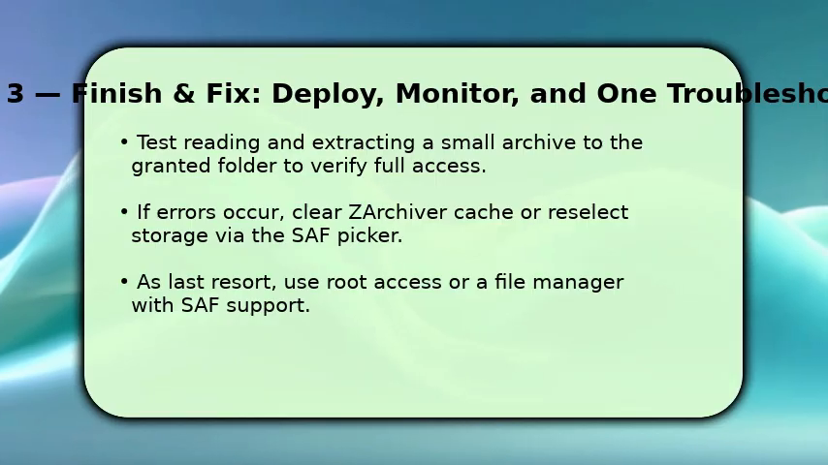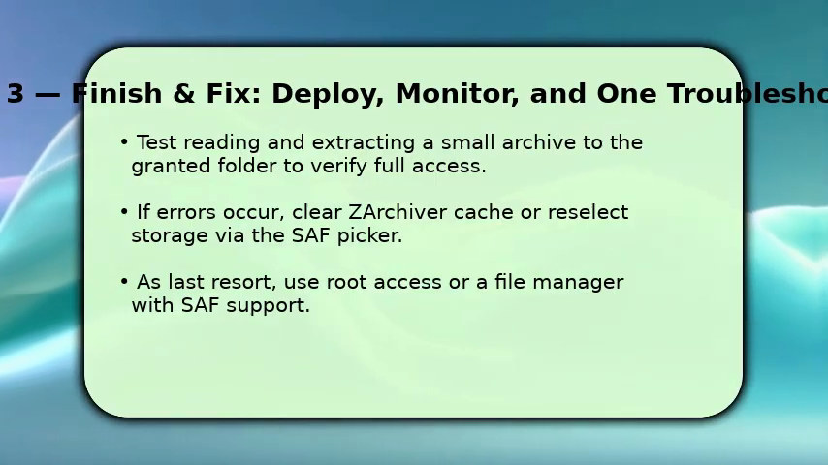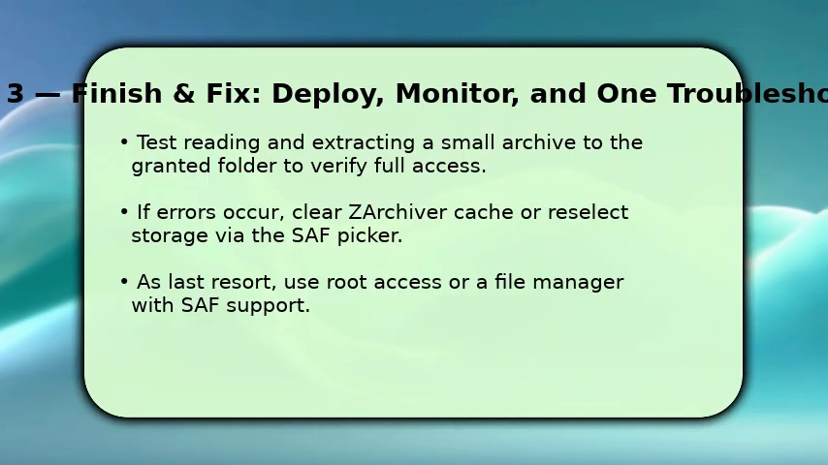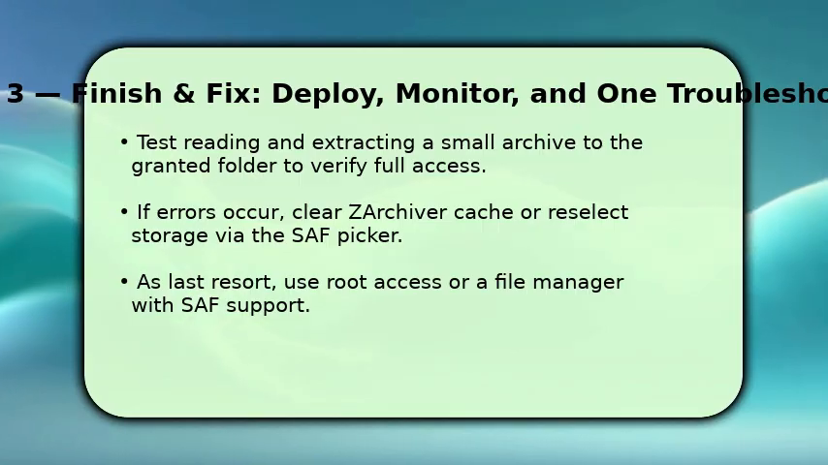If you see errors, make sure the URI remained persistent. Go to Zarchiver settings and reselect storage if needed. Clear cache or app data only if reselecting fails, because that forces a fresh permission flow.